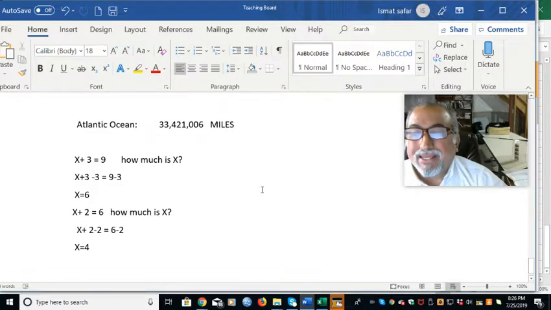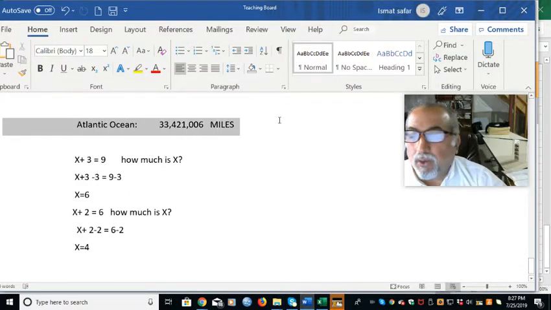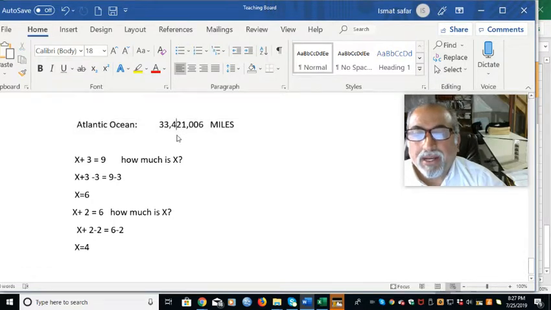Let's see what is the second ocean in size in the world. It is the Atlantic Ocean. That was the last video's question, and this is the answer. Atlantic Ocean, 33,421,006 miles. And this is huge. It's almost half of the Pacific Ocean.